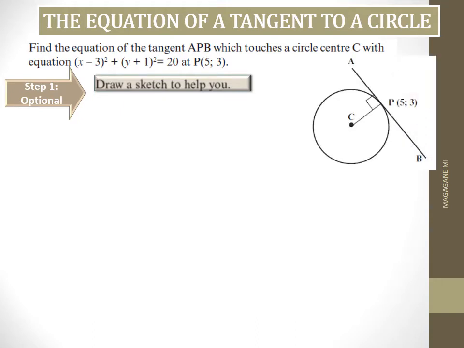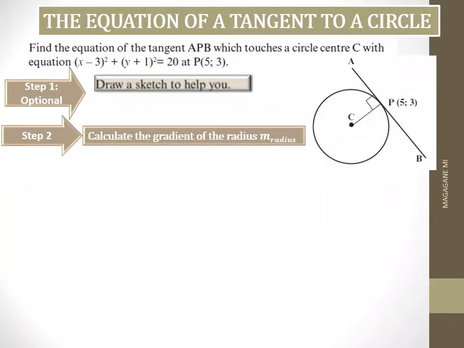So here is the sketch. We have a circle with center C and tangent APB with the point P(5,3).